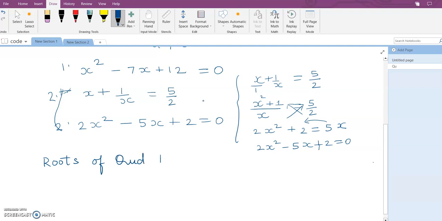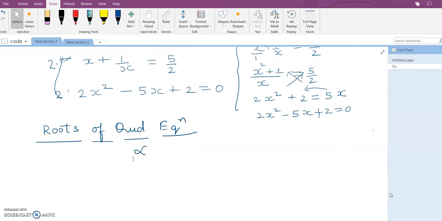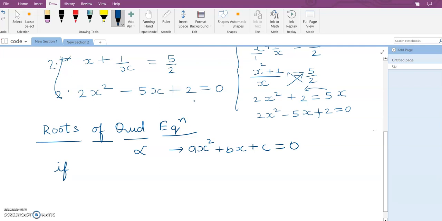Roots of quadratic equation. So a number, any number, let's say alpha here, because in most of the books it is referred as alpha, so I'm taking alpha here. So number alpha is called a root of a quadratic equation, again using the standard form ax square plus bx plus c equals to 0, if we replace x with alpha, so if a alpha square plus b alpha plus c equals to 0.